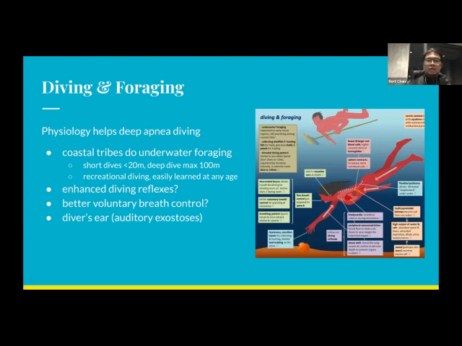And actually, it's shown that any age from babies to old people can learn diving. So maybe we have enhanced the diving reflex, and maybe our voluntary breath control is evolved better for diving in the water.